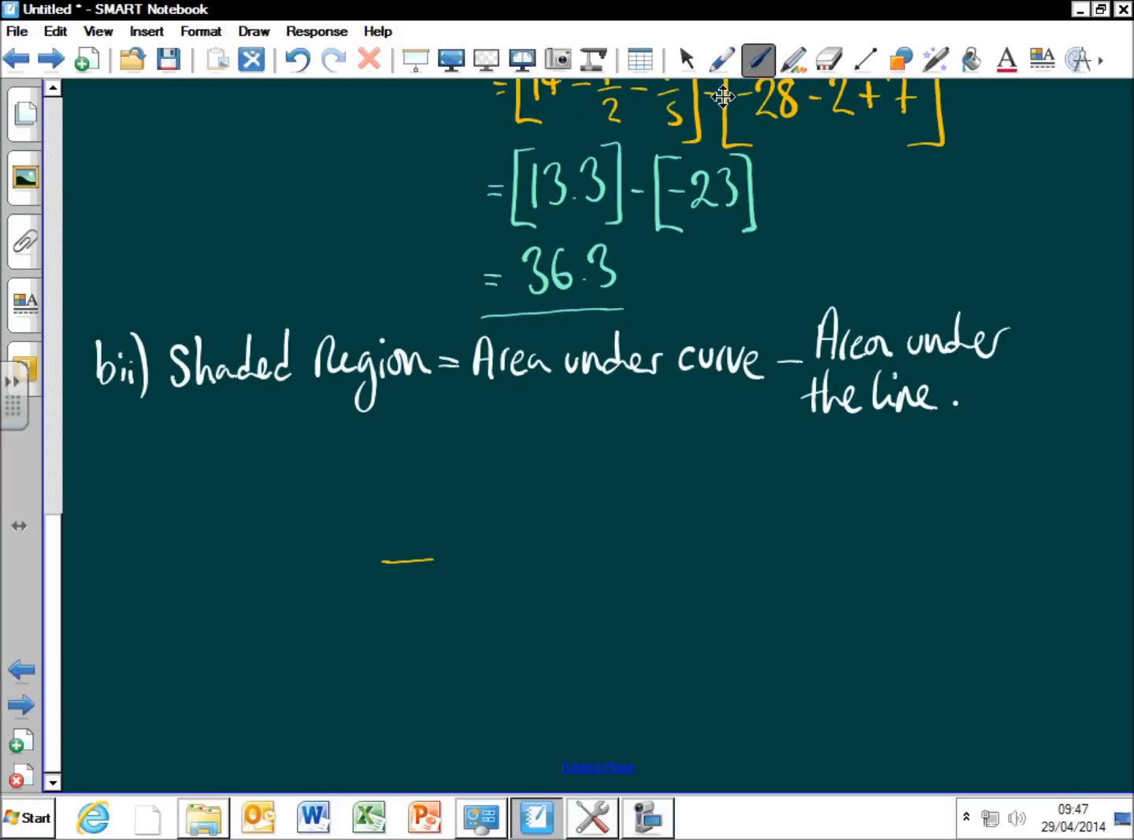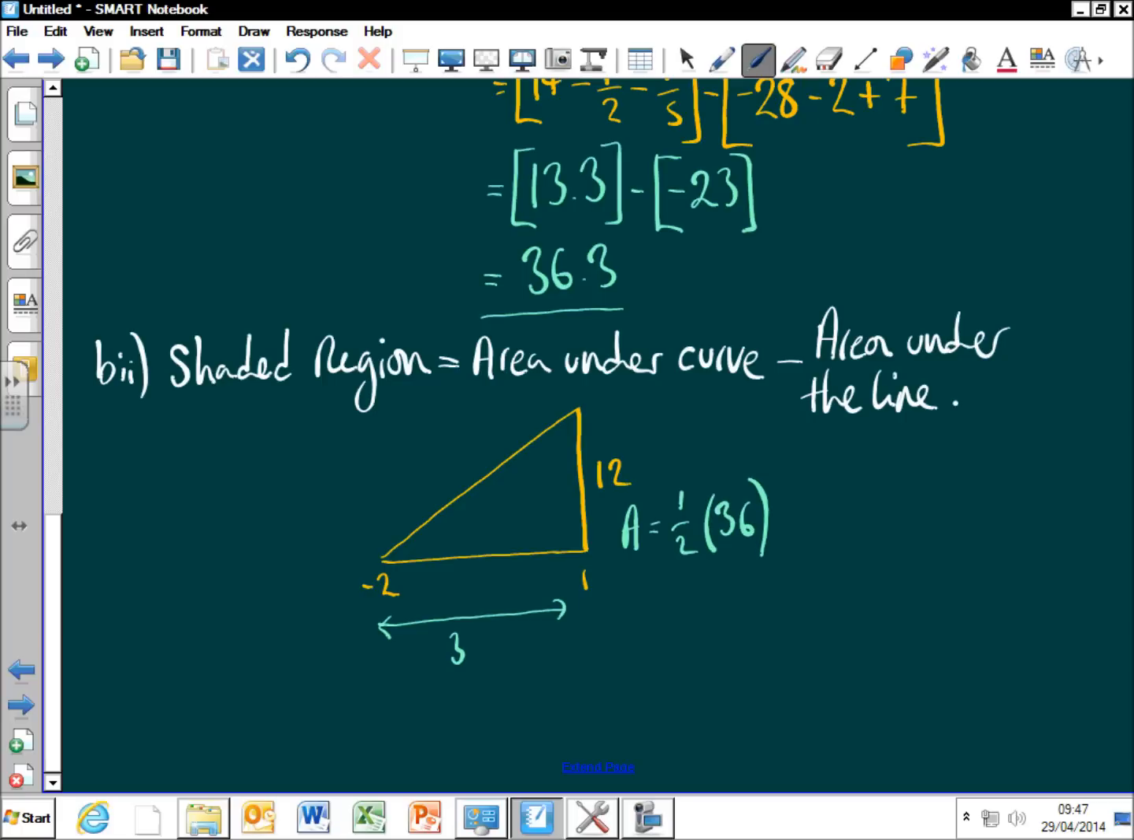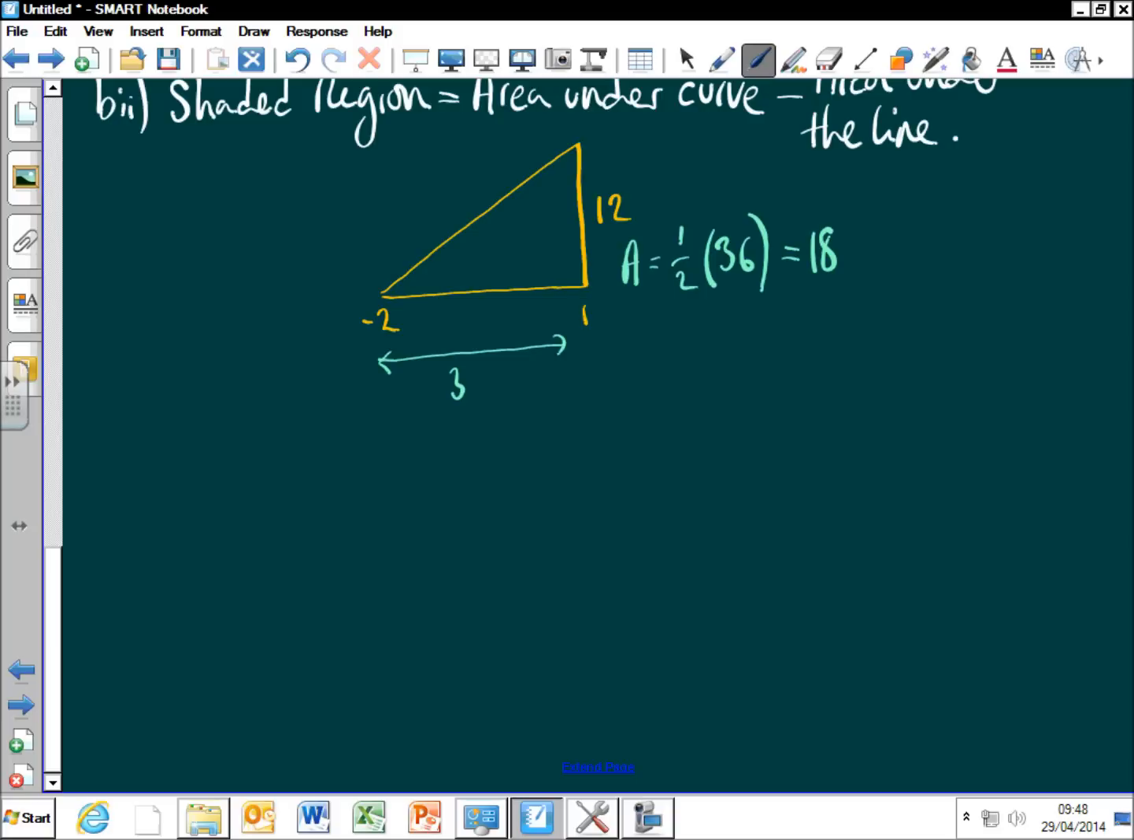I can draw myself a little picture. It goes from negative 2 to 1, and it goes up to a height of 12 because I've got these coordinates, and it's a triangle like that. So the area of that little piece there, it's got distance 3 here, it's 12 high, so the area of this piece here is 1/2 times 3 times 12, so 1/2 of 36, which is going to be 18. Okay, so the shaded region is 36.3, take away 18.